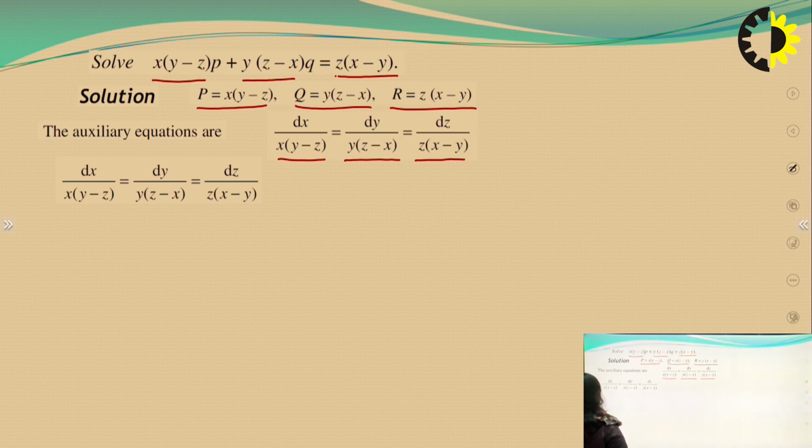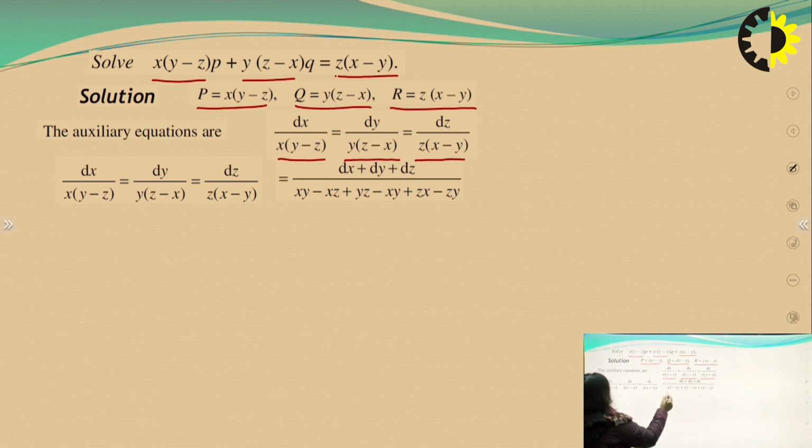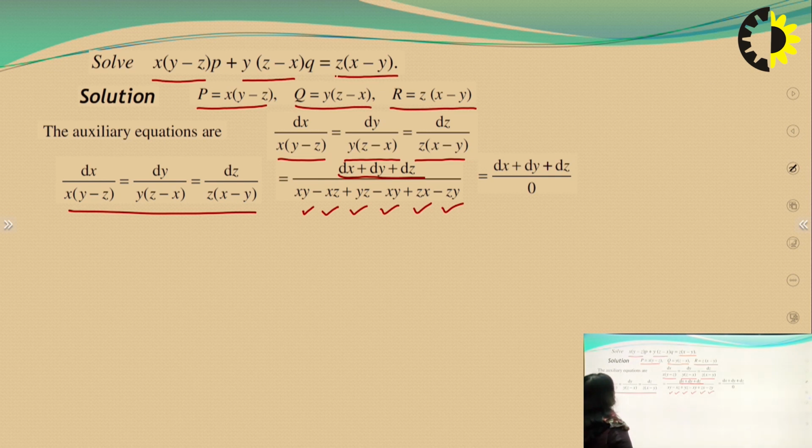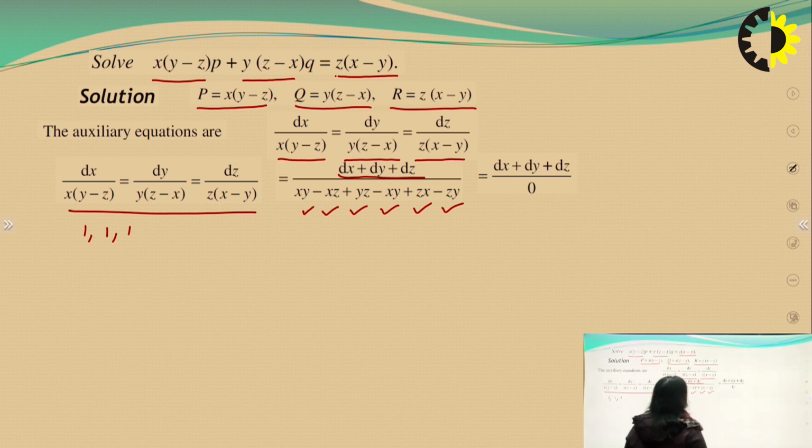So on substituting the values of these equations and choosing the multipliers as 1, 1, 1, I'll get this set of equations equal to dx plus dy plus dz divided by xy minus xz plus yz minus xy plus zx minus zy. Obviously, this is equal to 0. So, dx plus dy plus dz upon 0 is what I am achieving by considering the multipliers as 1, 1, 1. This is the set of multipliers which I have chosen this time.